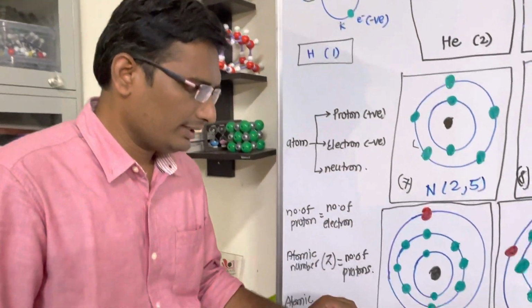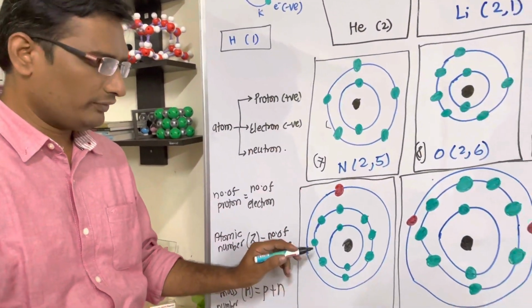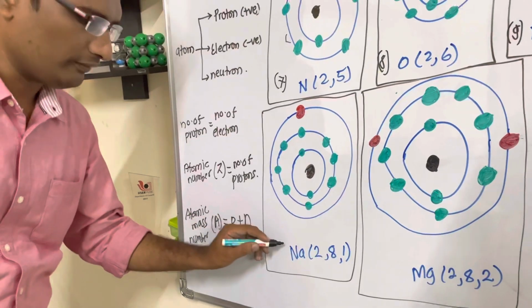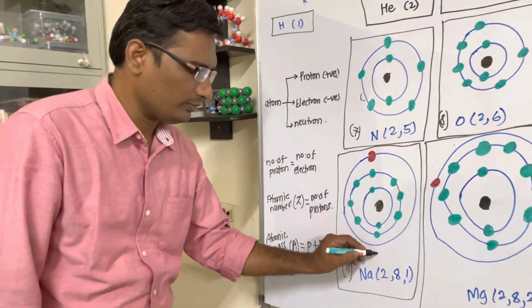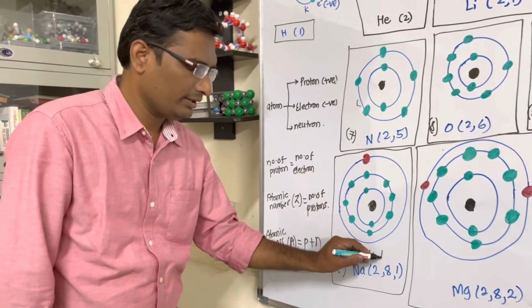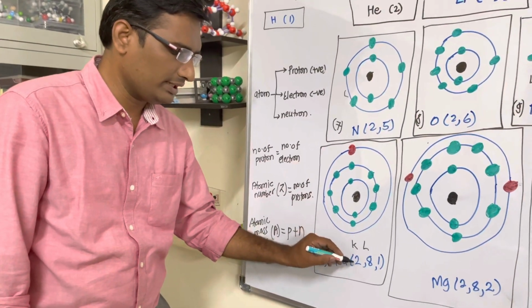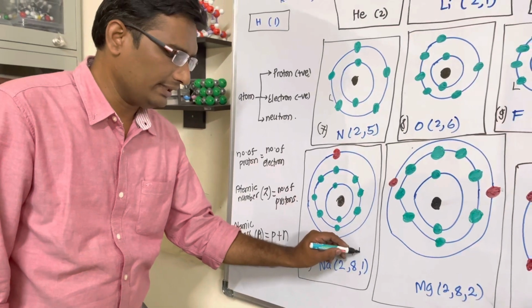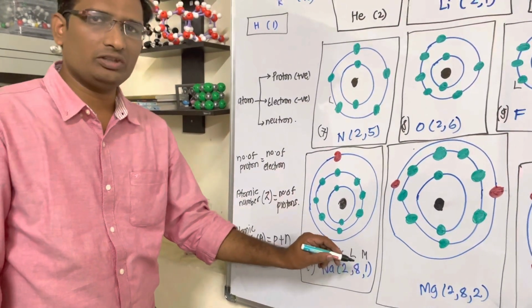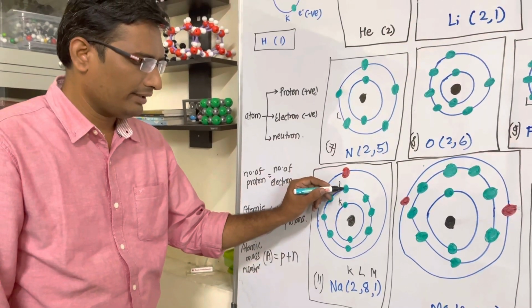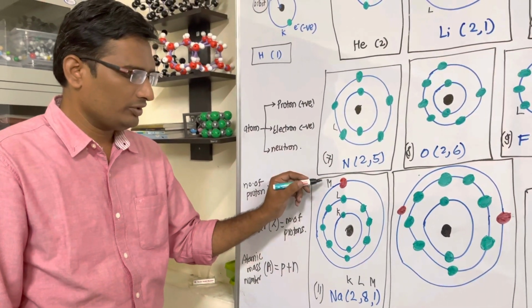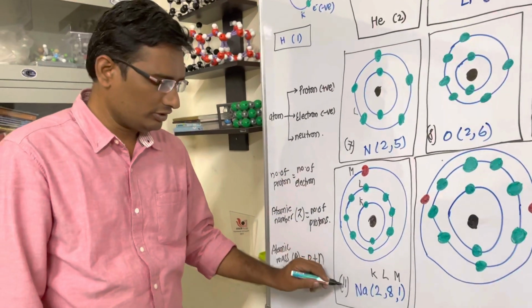After neon, now the second shell is filled, so we have to add the third shell. So with sodium, when we have 11 electrons, there are going to be 2 in K shell, 8 in L shell, and then KLM. The M shell is going to have 1 electron. So here I have K and L and then M. So M has only 1 electron in sodium.